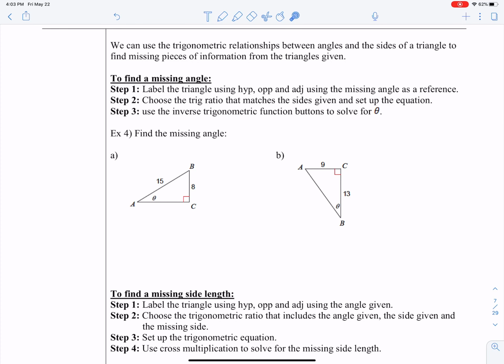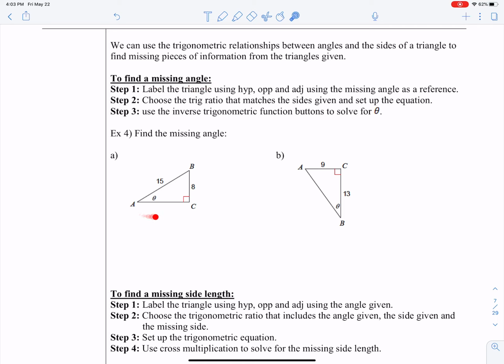So why are these trigonometric ratios important? We can use these trigonometric relationships between angles and sides of a triangle to find missing pieces of information from our triangles. We can find missing angles, and we can also find missing side lengths. Let's start off with finding a missing angle.